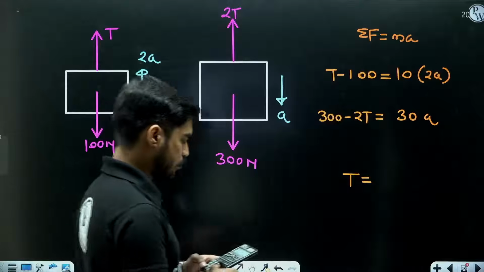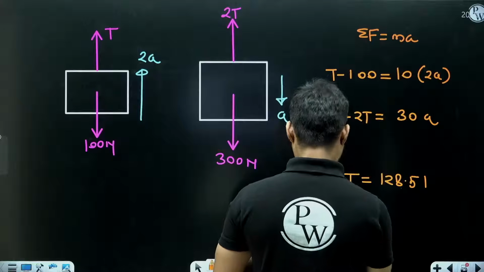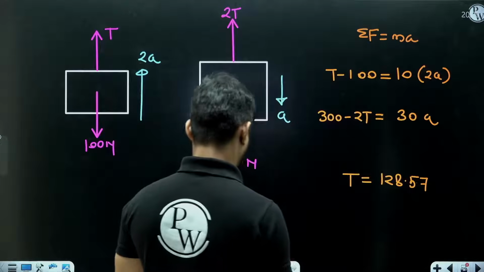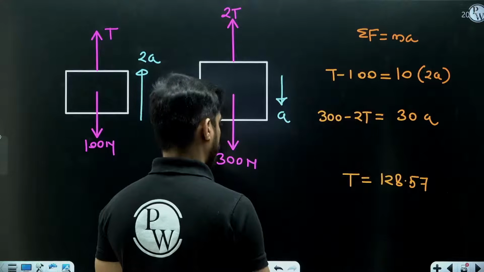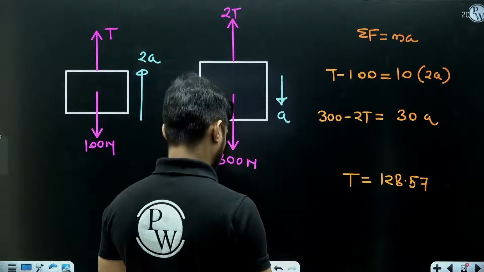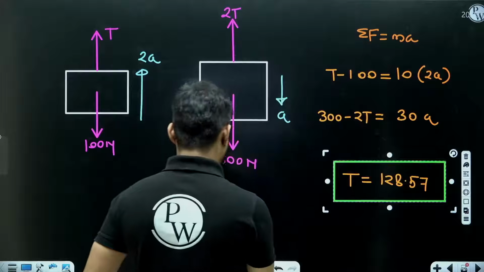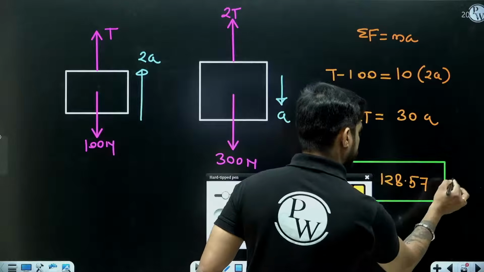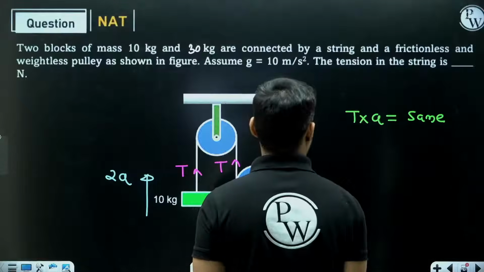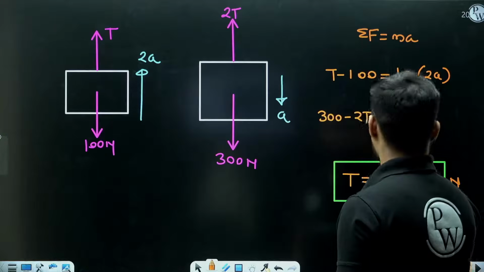So tension is 128.57. Acceleration is 1.428. So this is the tension T in the string. Okay, 128.57 Newton. Okay, now moving on to the next question.